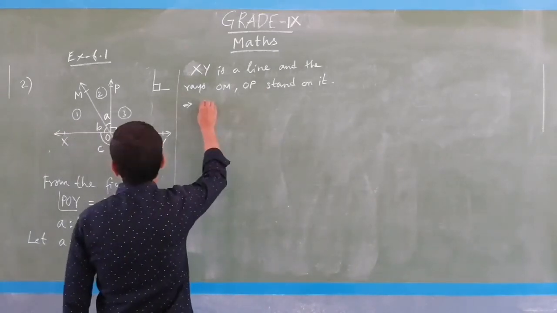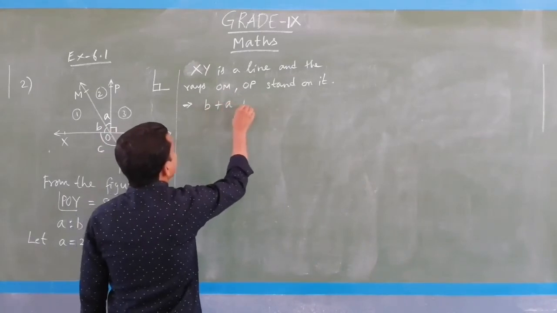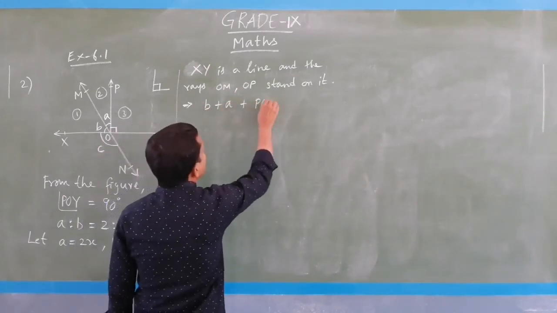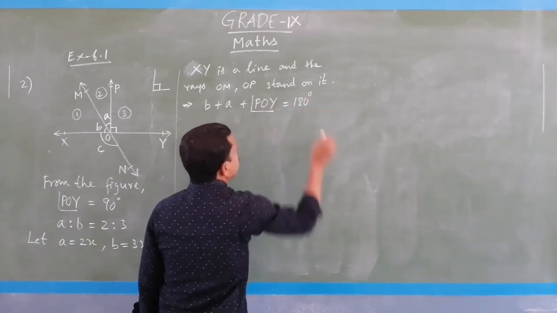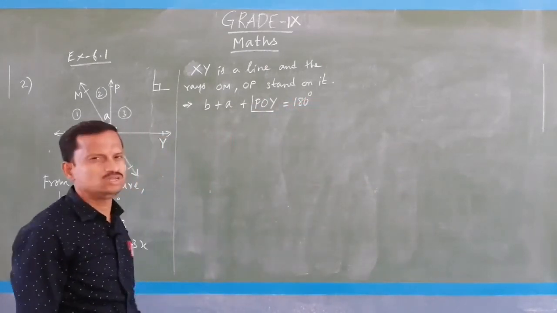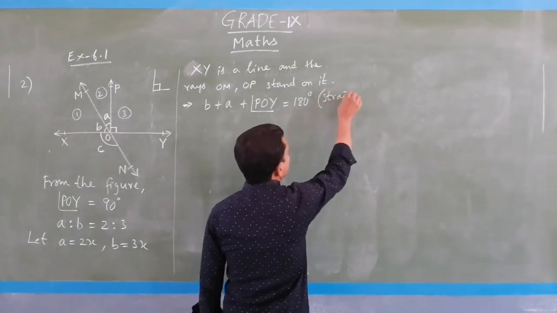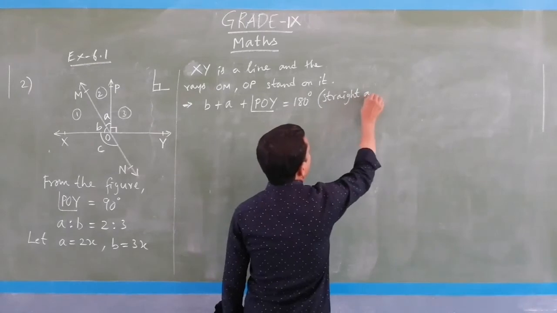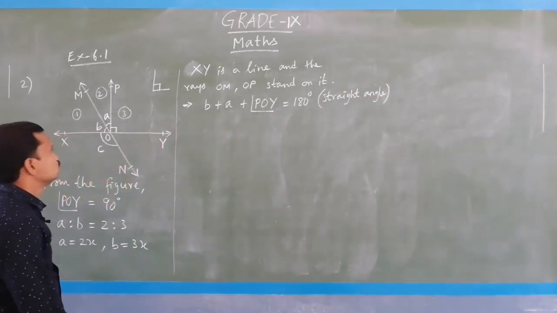So, now we can have angle B plus angle A plus POY. The third one is POY. All these sum up to 180 degrees, that you know, that is a straight angle. If you want, you can write here the reason: straight angle. Okay, 180 degrees. So, B plus A.